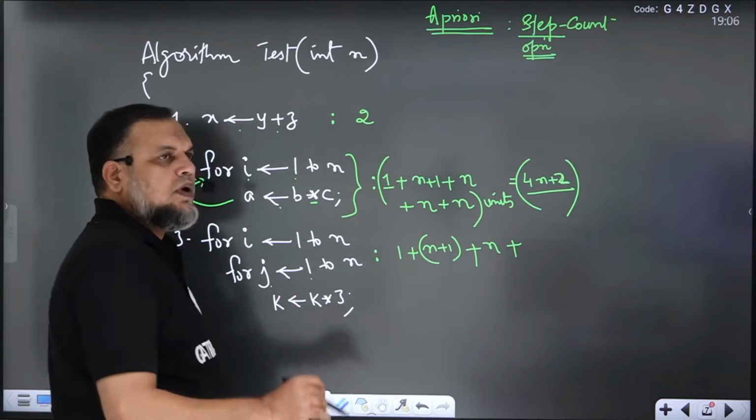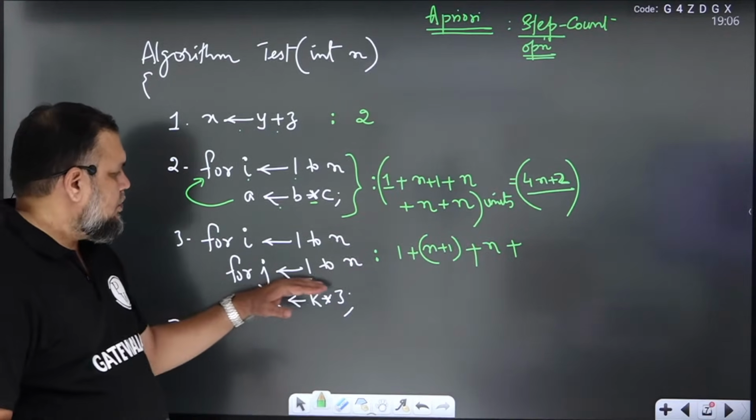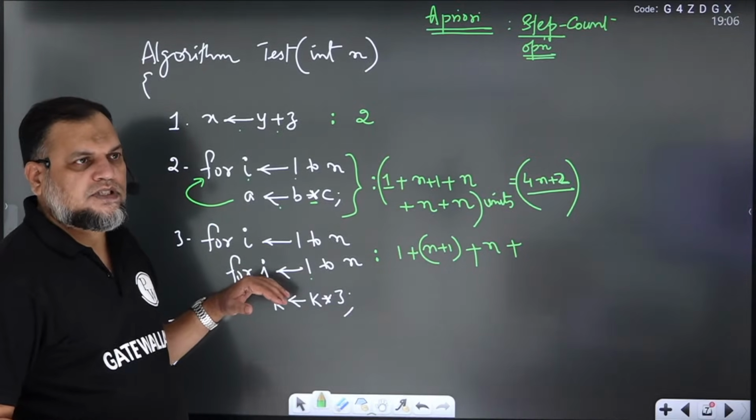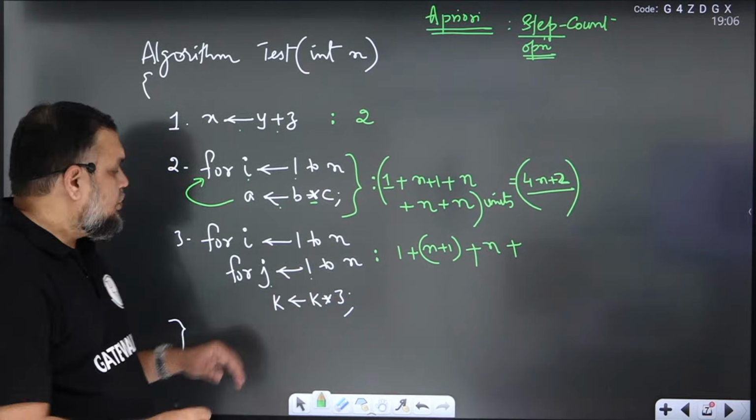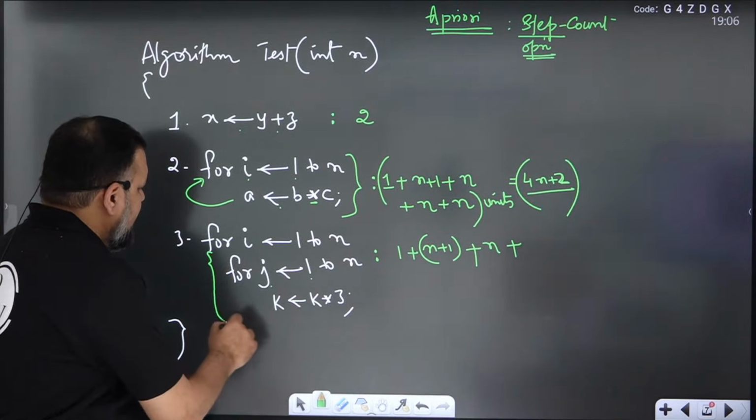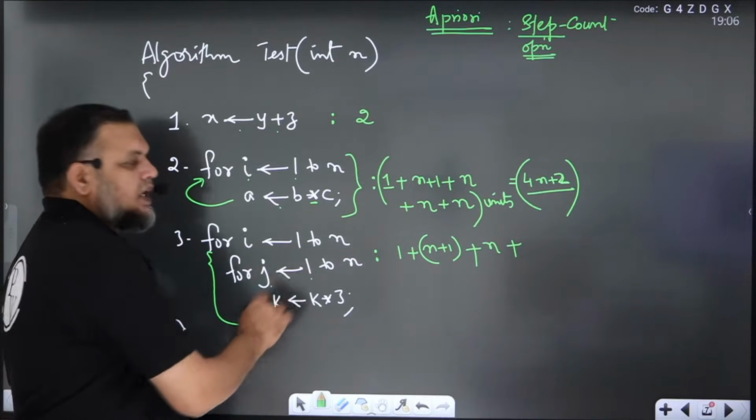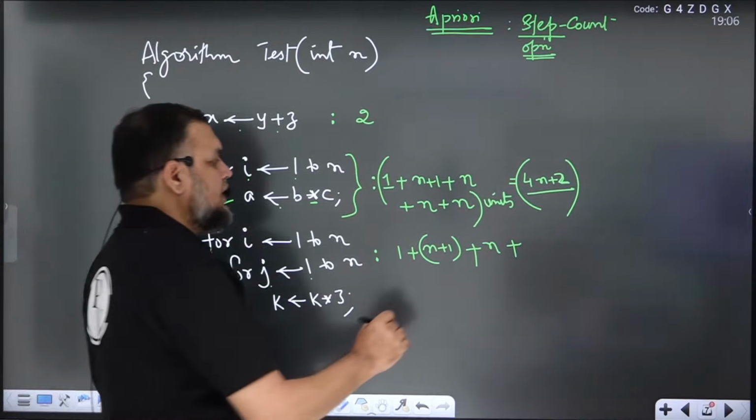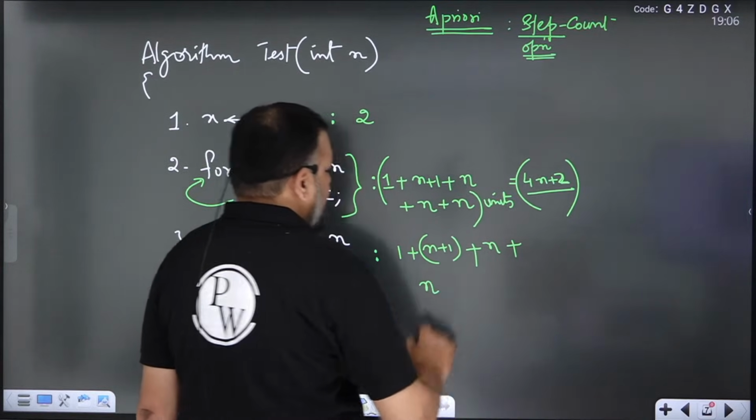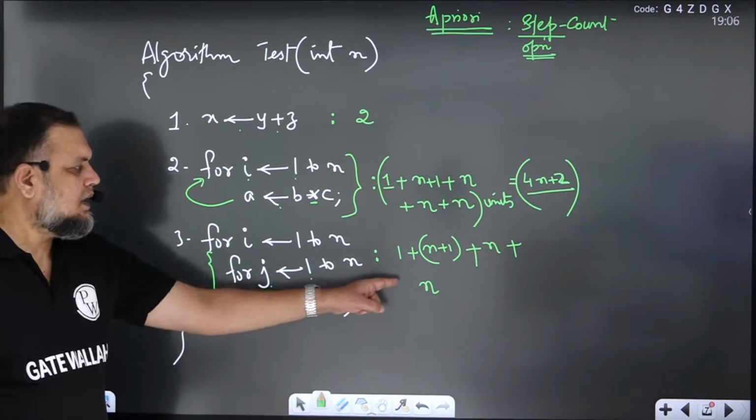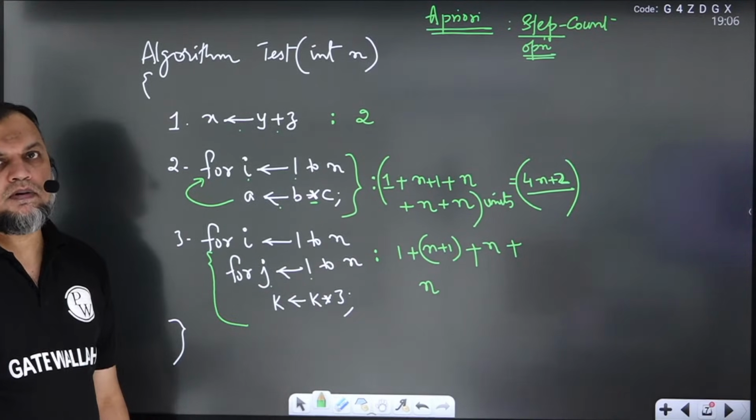Initializing j is equal to 1 is done first time only one time, right? When I enter the loop for the first time it is done one time. लेकिन this loop is repeating for n times. So this initialization of j is equal to 1 is done n times. यहाँ पे लिख रहा हूँ मैं n times. This n times is the initialization of j is equal to 1.